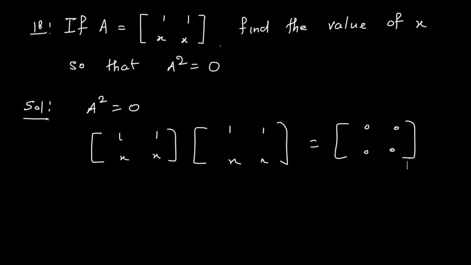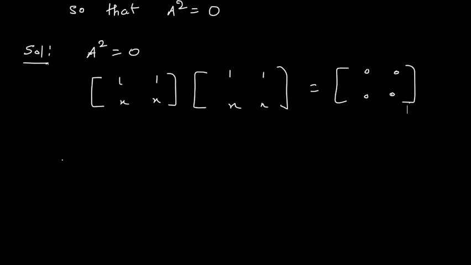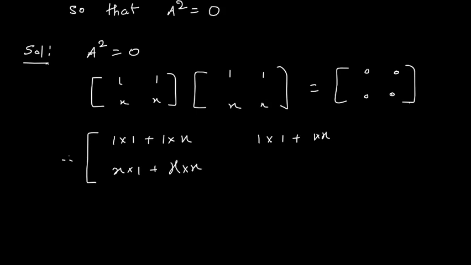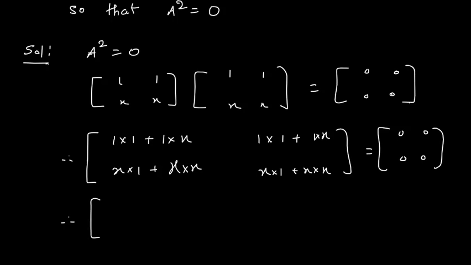Okay, so therefore here it is 1 into 1 plus 1 into x. Here it is 1 into 1, 1 plus x into x. Here we have x into 1 plus x into x. And on the right hand side we have 0 0 0 0. Okay, so therefore here we have 1 plus x. Here we have 1 plus x. Here we have x plus x square. Here we have x plus x square. And right hand side we have all 0.